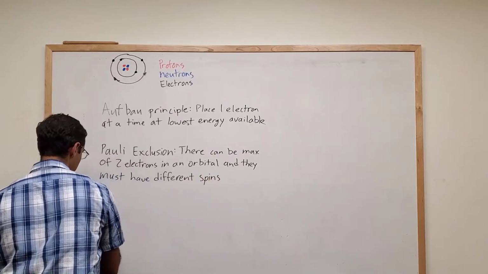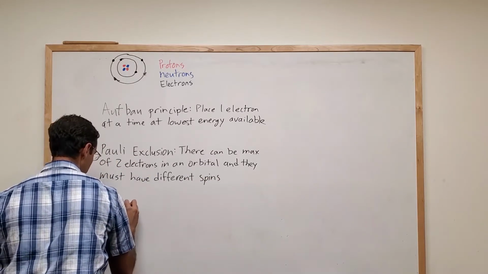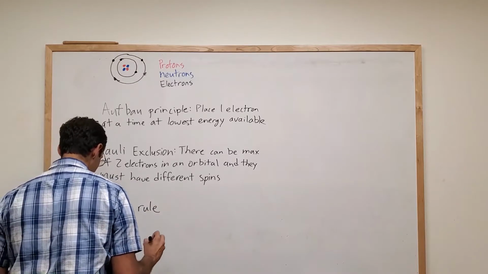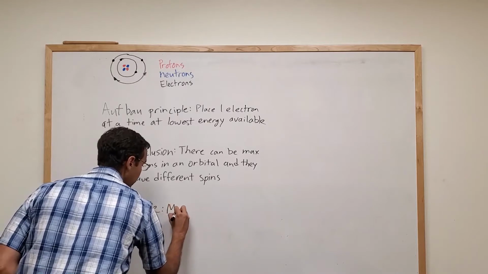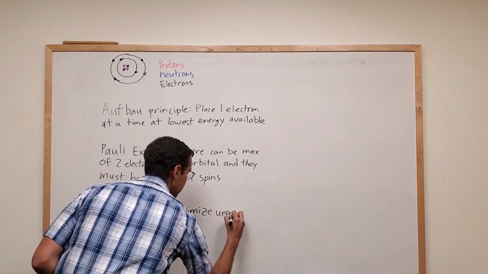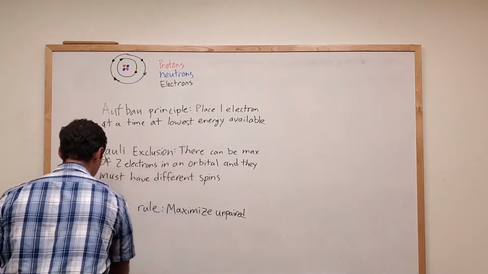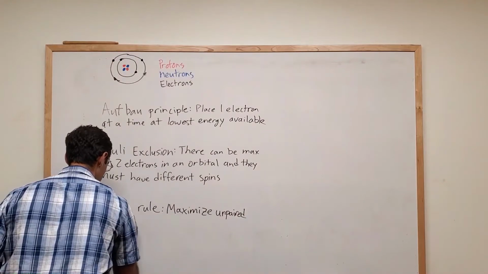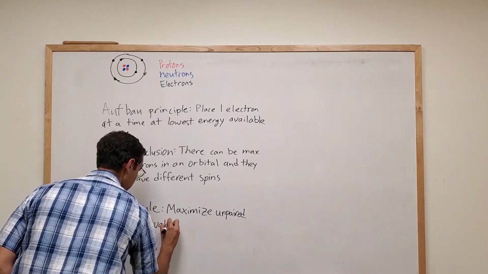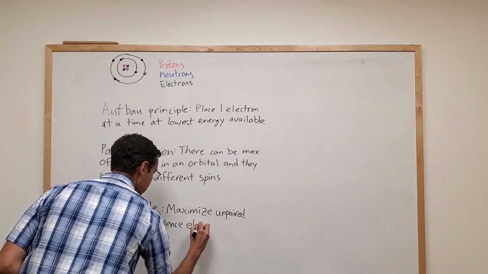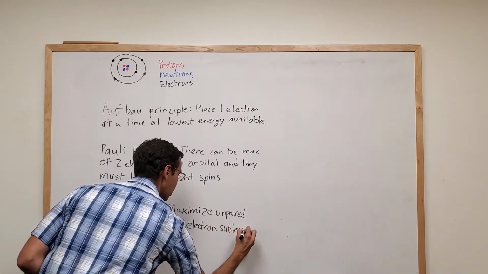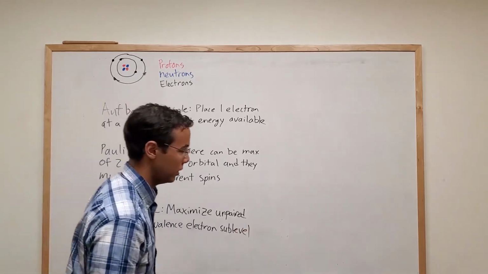Okay, and then finally we're going to have Hund's rule. So what this states is: maximize unpaired electrons in a sublevel. All right, well, that's nice. What does that mean even?